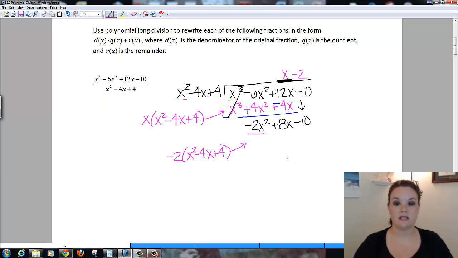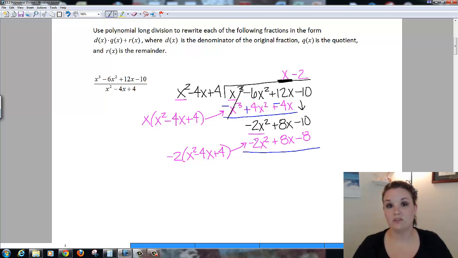So negative 2 times x squared is negative 2x squared. Negative 2 times negative 4x gives me positive 8x. Okay. And negative 2 times negative 4 gives me negative 8. I draw my line and change my signs. So this one becomes positive, my second one becomes negative, my third one becomes positive. Okay. And then I just combine down.